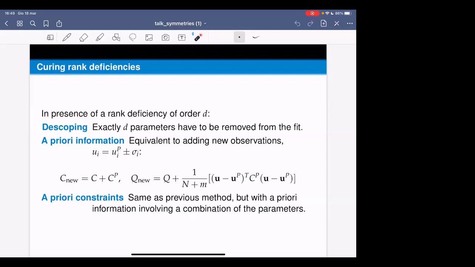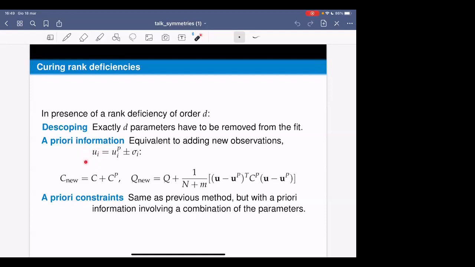Or if we are lucky enough to have some a priori information on some of the parameters involved in the fit, possibly from previous missions, from independent measurements, and so forth, then we can add this information in the fit, which is equivalent to adding new observations.